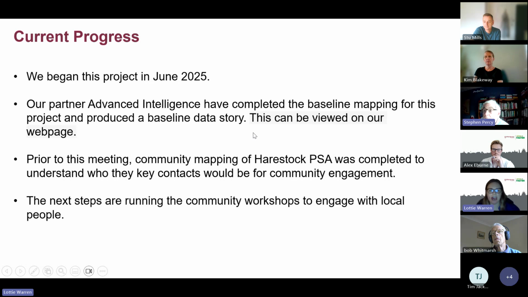So as I was saying, the baseline data story, we're going to be putting that on our webpage, and if you're happy for us to use your email, we can also email that out to you. We've also done some community mapping of the Hairstock primary substation area. We wanted to understand who the key contacts would be for community engagement. Obviously that's how we've hopefully reached all of you, and we're hoping to reach more people for the future workshops.